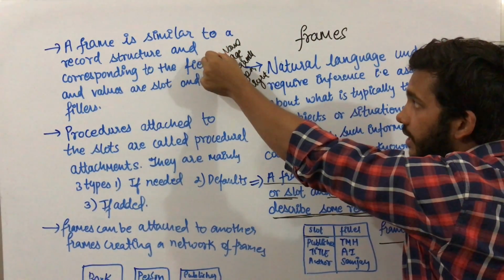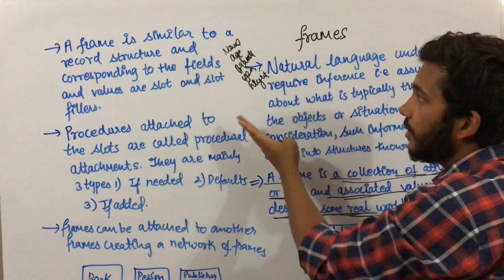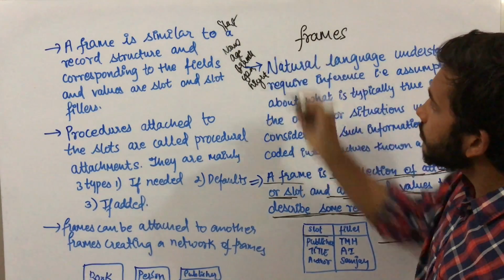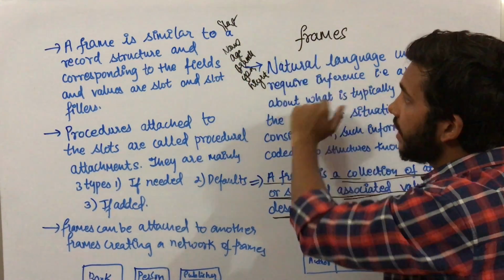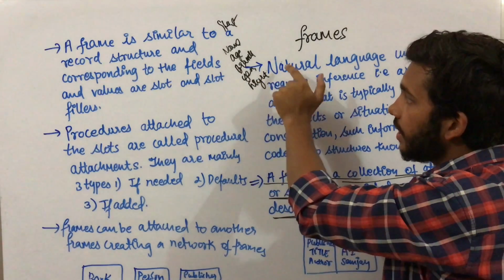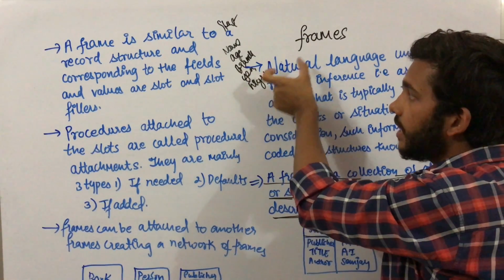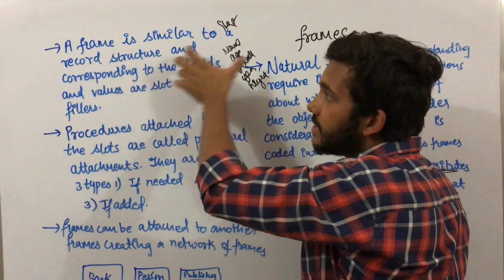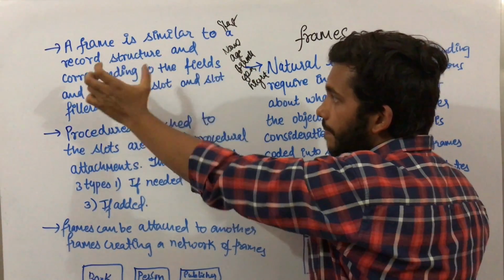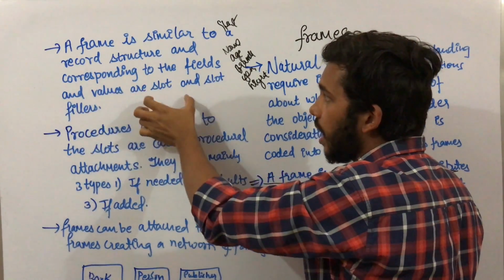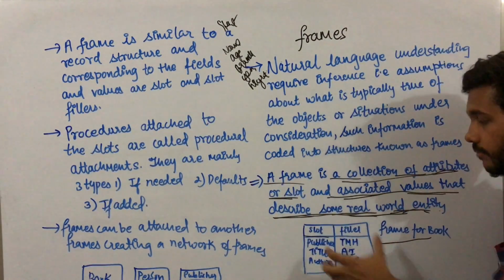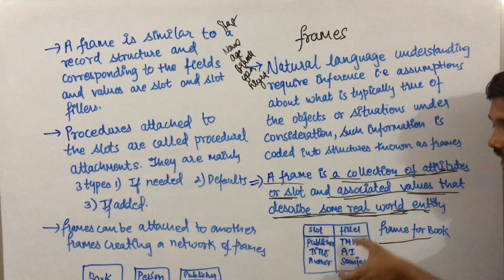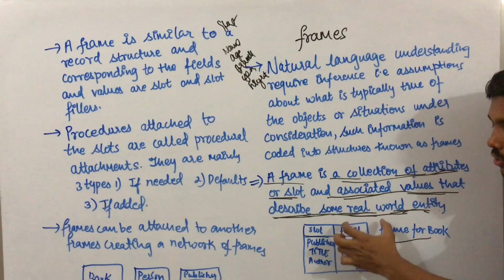We first create the different attributes, and now these attributes will have some real world entities. Like for a student, name is Sanjay, age is 22, branch is computer science, year, or you can say year of passing, is 2017, height is 5.10 inch. So a frame is similar to a record structure, and corresponding to fields and values are slot and slot filler. Thus, for the example of book, we have different slots, and we have real world entities, or you can say slot fillers.